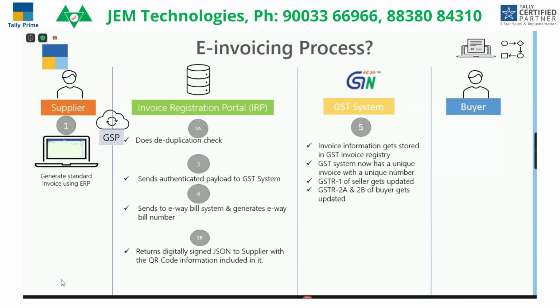On the GST system, what is expected to happen is the invoice information which has been sent by the IRP portal will be stored in the invoice registry. The GST system now has the unique number which has been generated by the IRP system. This information is now populated into the GSTR1 of the seller, and it is also populated into GSTR2A or 2B of the buyer.